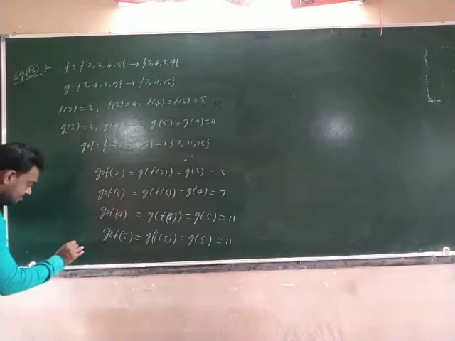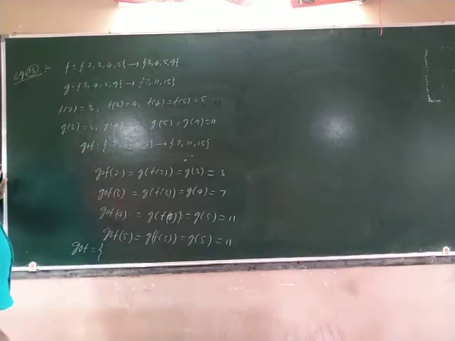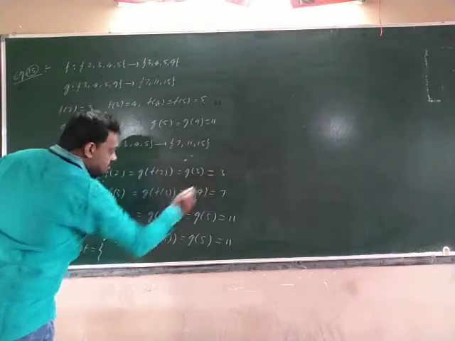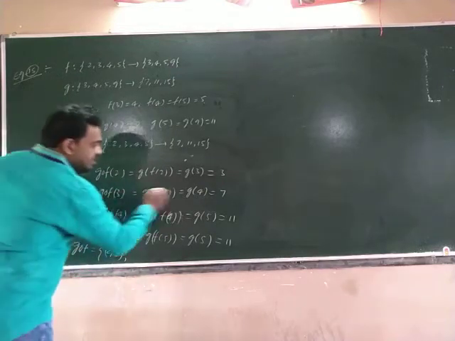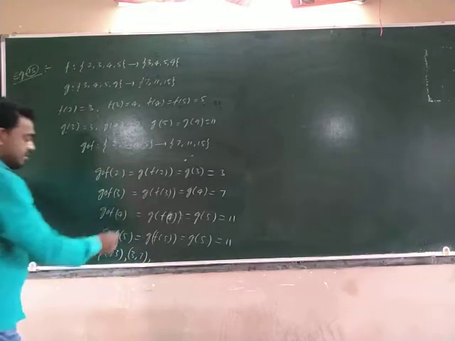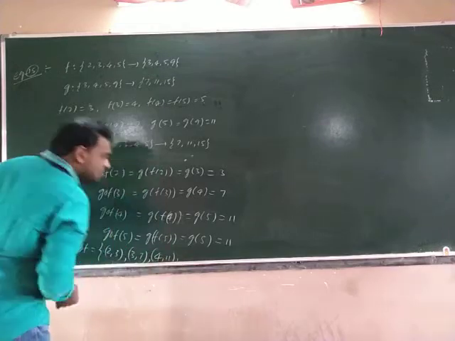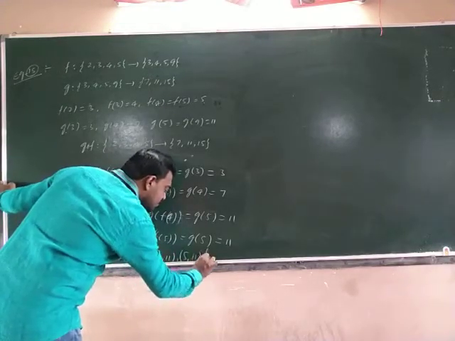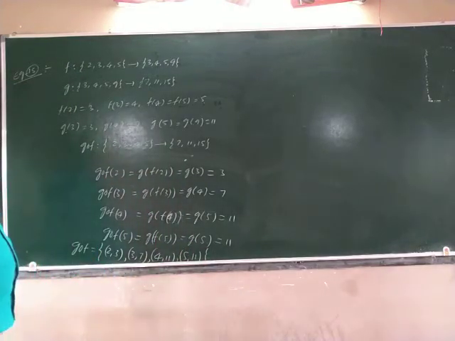Therefore, G circle F is equal to, what are the elements in G circle F? That is (2, 3), (3, 7), (4, 11), (5, 11). This is the answer. Understood? Like this we are finding.